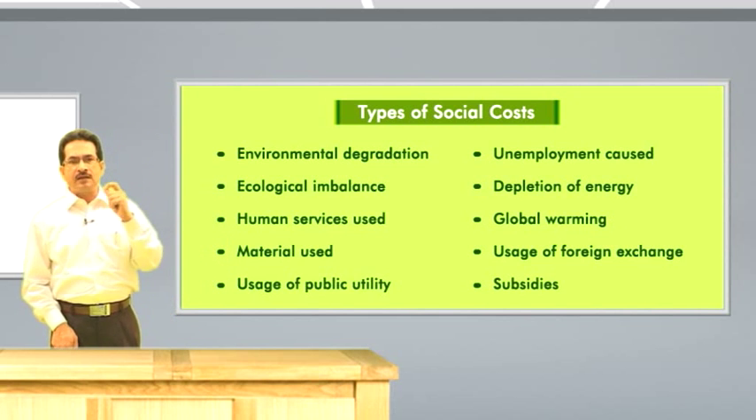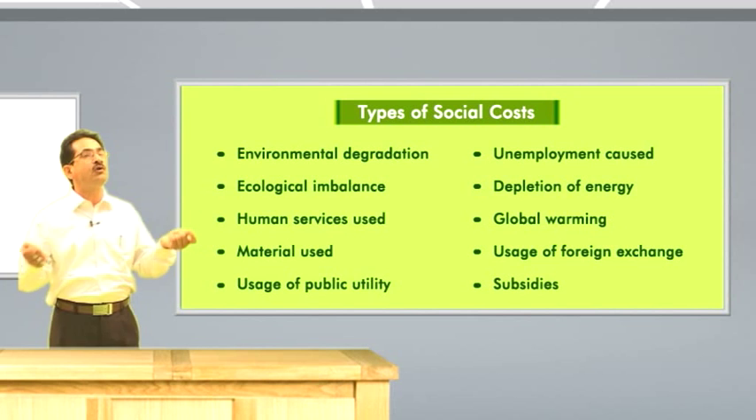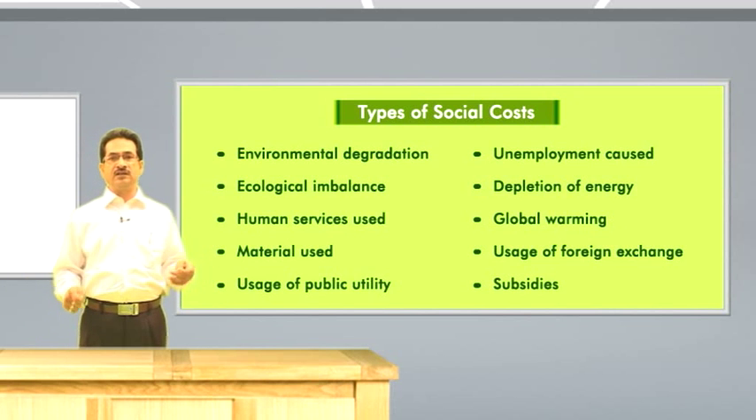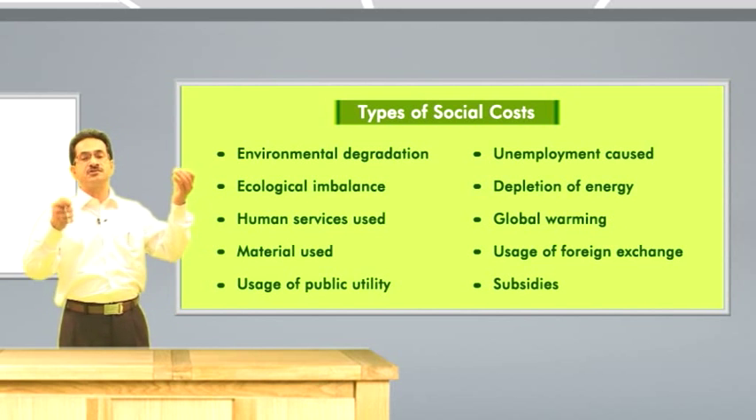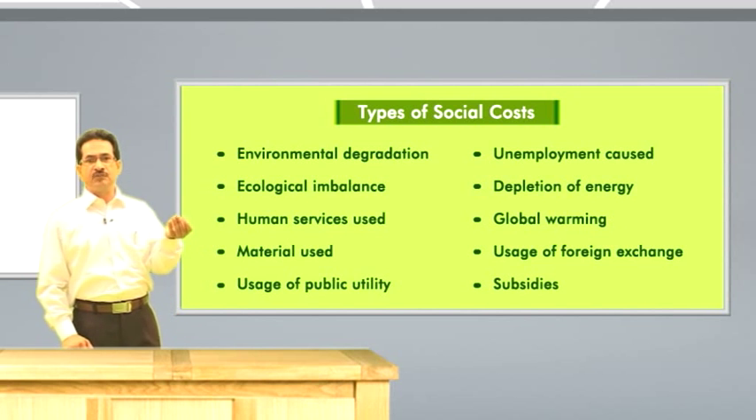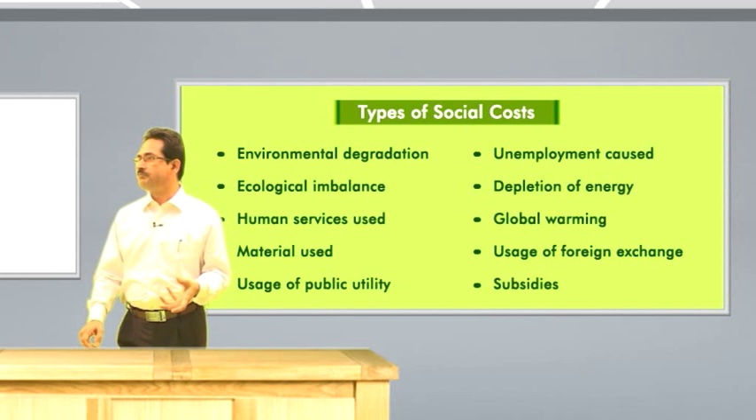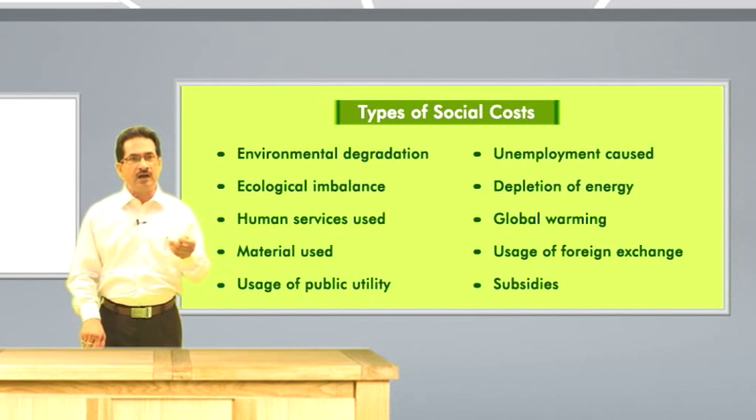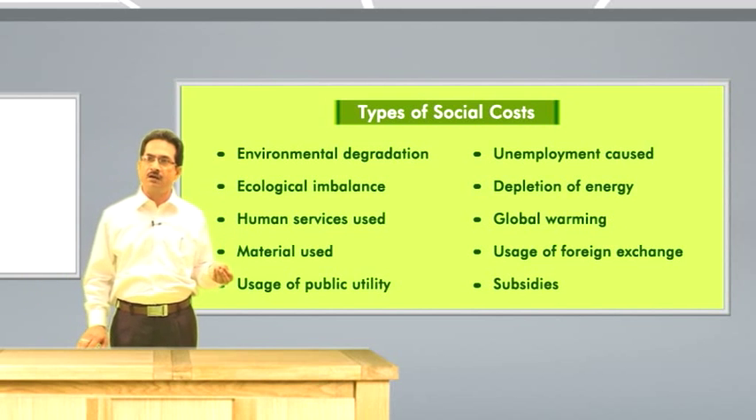Then another type of social cost is unemployment cost. Disengagement of labor at the advent of mechanization, we all know. We all know the declination of cottage or small industries for big industries. Abolishing of the business opportunities due to changing situation. Now the big shopping malls are creating problems to the small business men.